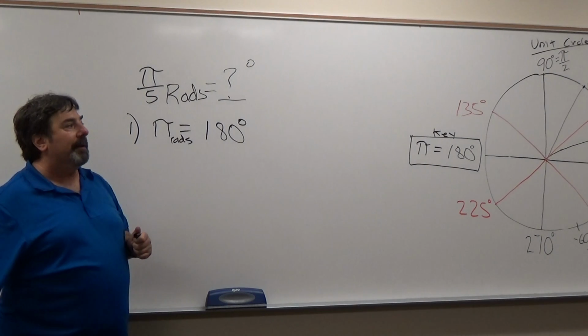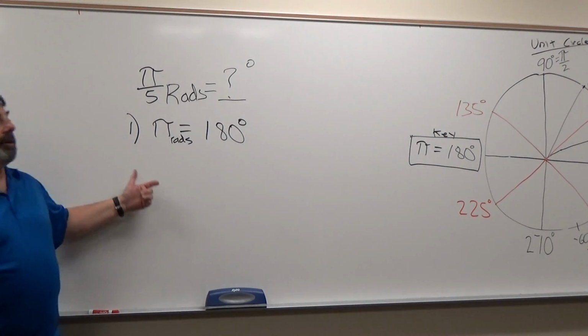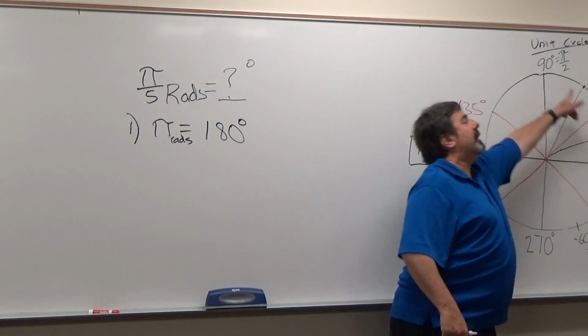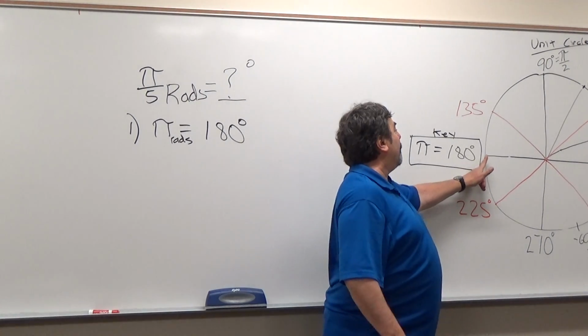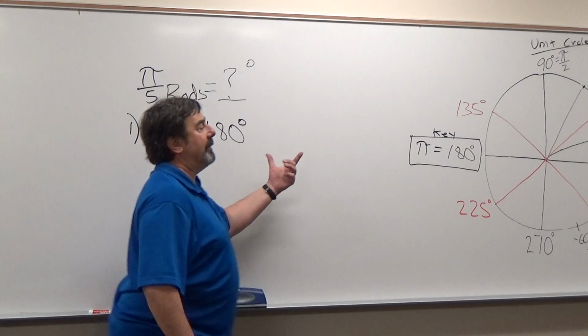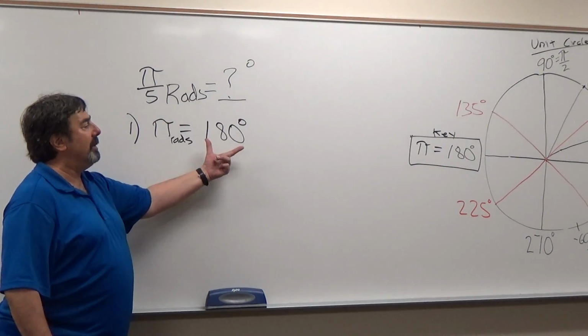Good? All right. So, again, step 1 is the same. We start out with the key equivalency that 180 degrees, halfway around the unit circle, is equivalent to pi radians. That's what we're going to start with. So that's step 1. Pi radians is equivalent to 180 degrees.